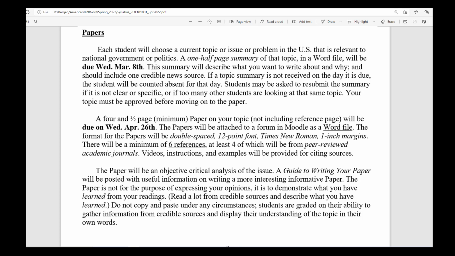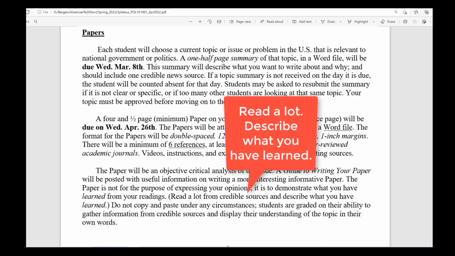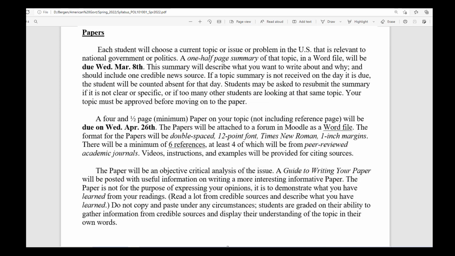So the bottom line is to read a lot from the credible sources that you have found and describe what you have learned. Do not copy and paste anything. We'll talk here in a few minutes as far as citing your sources briefly within the text. And then, of course, we've already talked about how to cite them on your bibliography. We'll look at that again here in a few minutes.